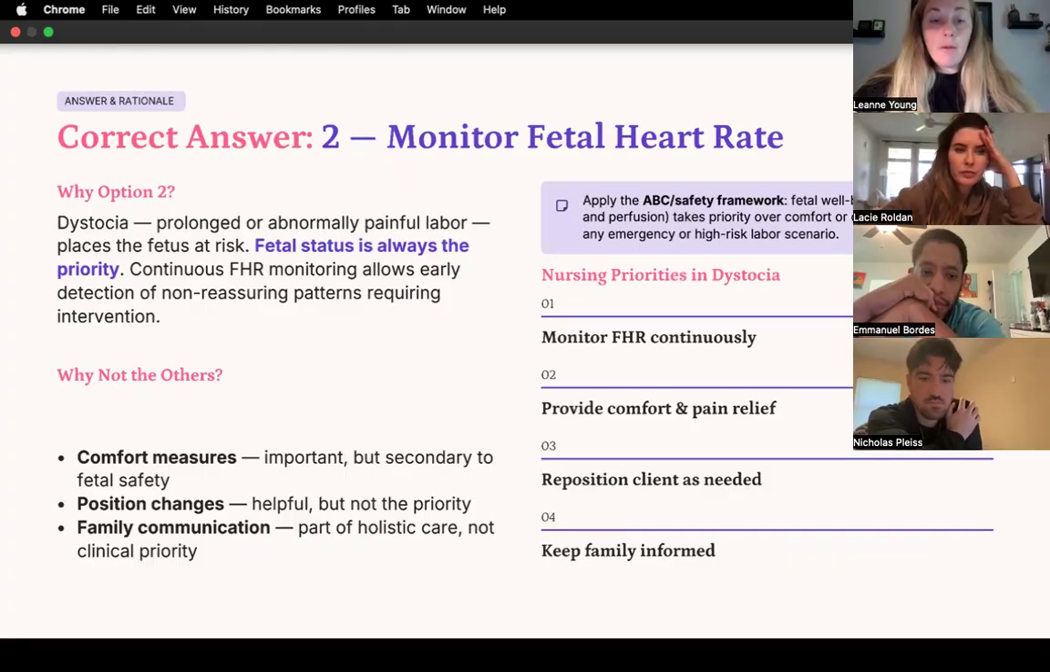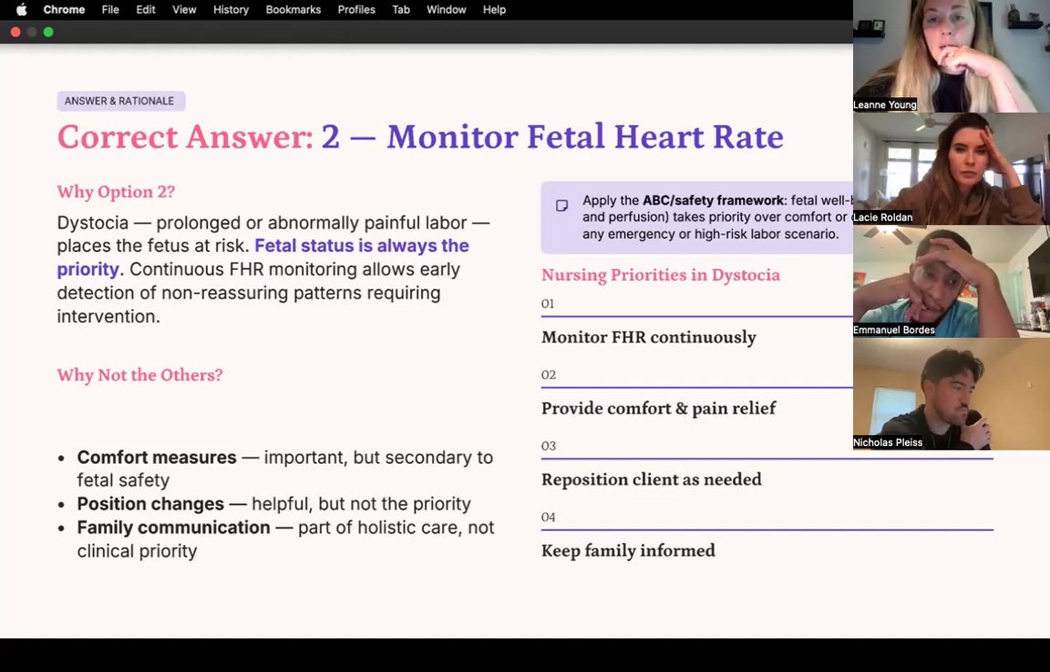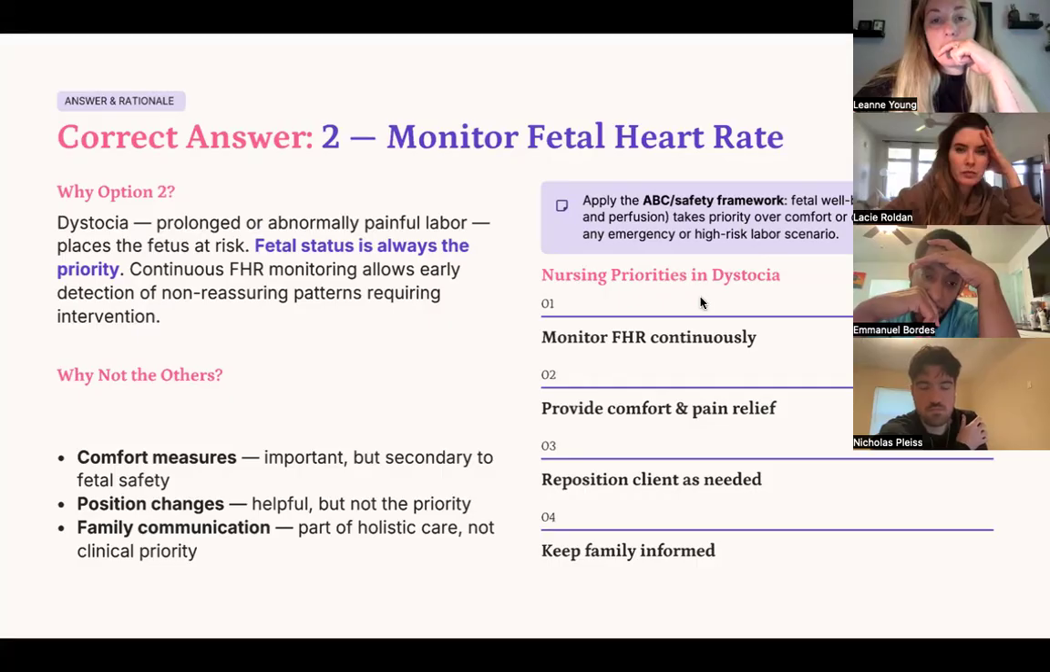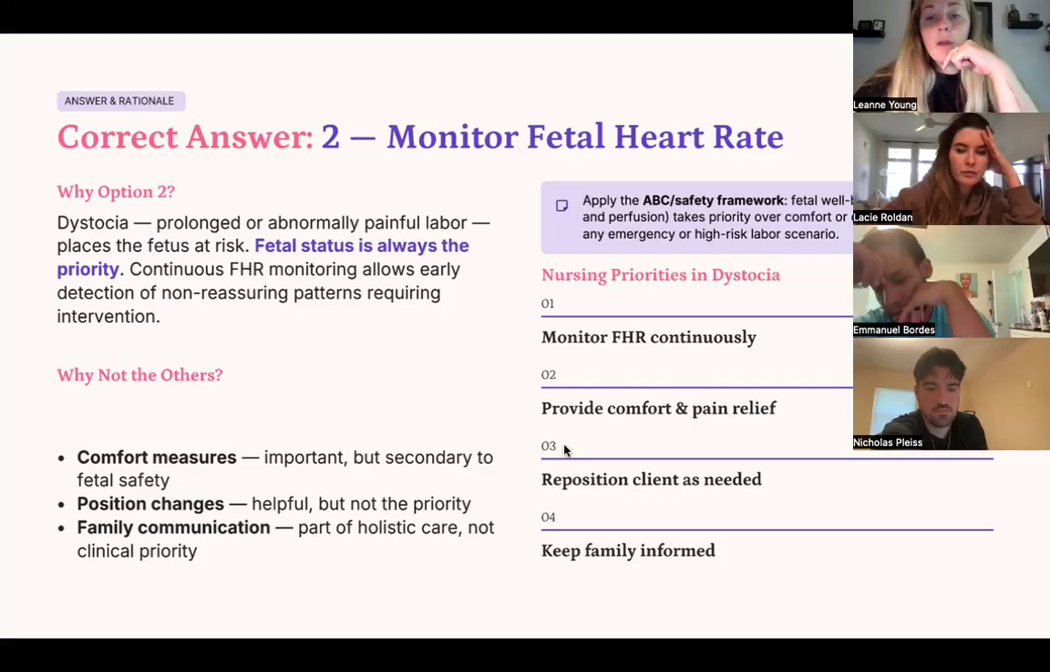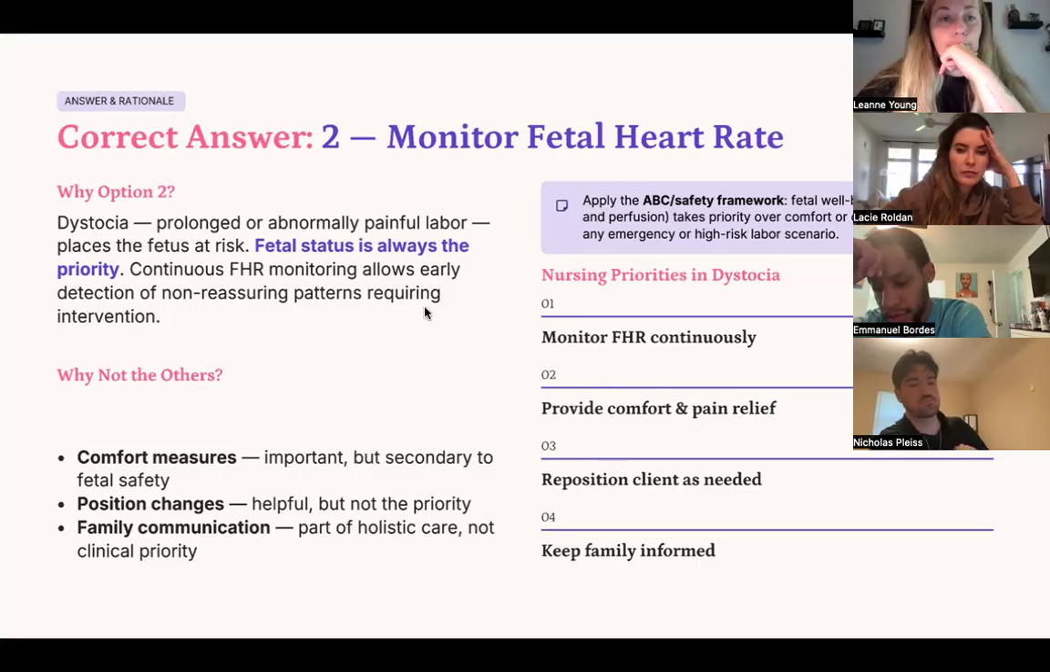Position changes again, helpful but not the priority. And then family communication is holistic care, but it's not the priority. We need to prioritize fetal safety. All right. So here are our nursing priorities in dystocia: monitoring fetal heart rate, then we can provide comfort and pain relief, then reposition the client and keep the family informed.